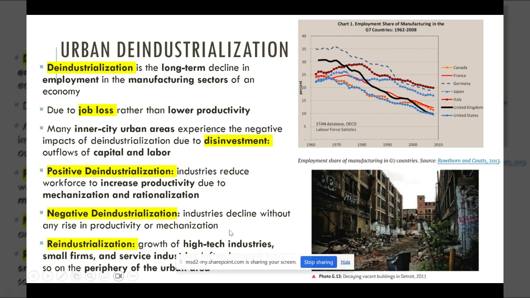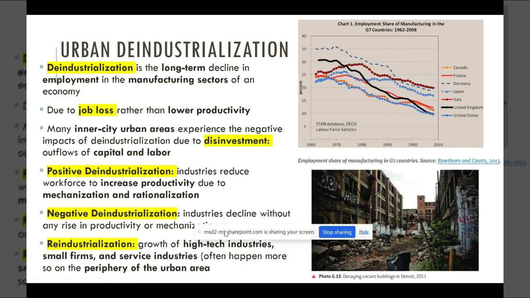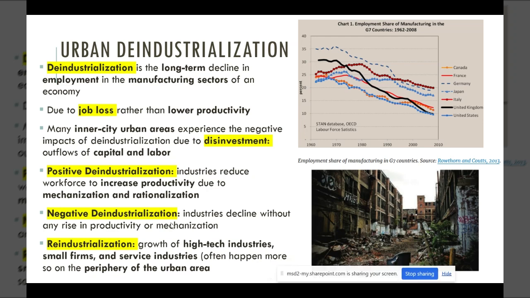Reindustrialization is where you see the place kind of regrow as a result, and that is because they move into high-tech industries or small firms or service industries, which is what happens in a lot of high-income countries.